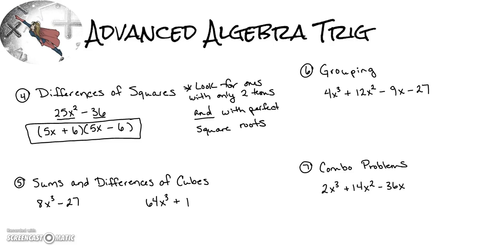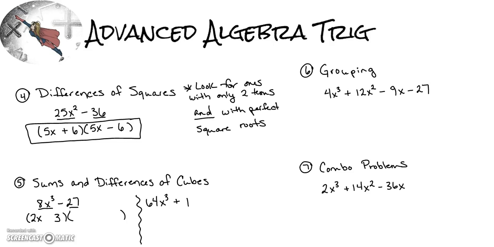Now, let's compare that to number 5, the sums and differences of cubes. It's kind of the same thing as number 4, but now we're going to be able to take the cube roots of the numbers. The first thing to do is we're going to have one short parenthesis and one longer parenthesis for each of these. Let's just separate these here. In the first parenthesis, we're going to put the cube roots. So the cube root of 8x cubed is 2x. The cube root of 27 is 3.